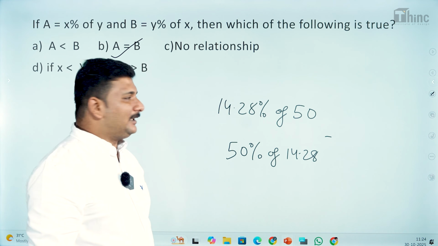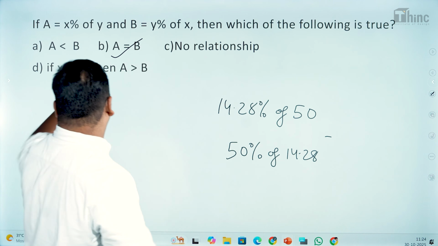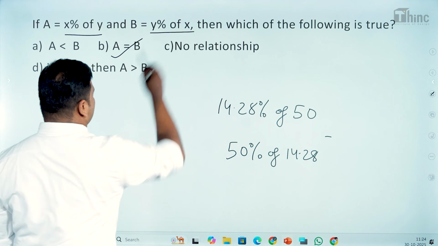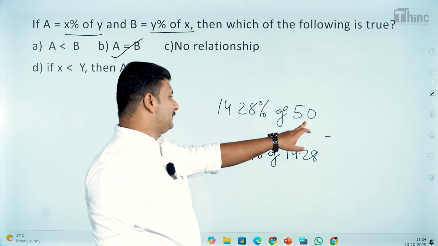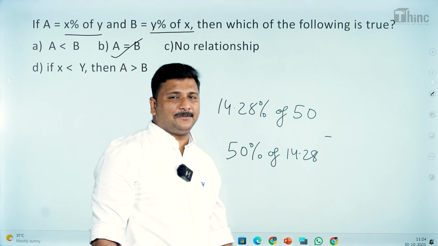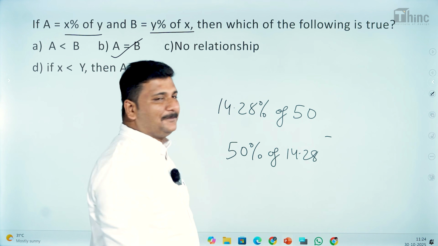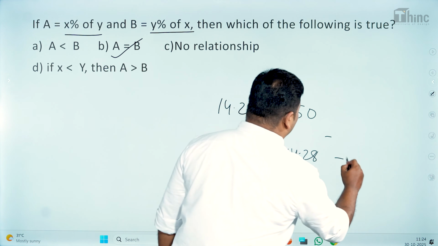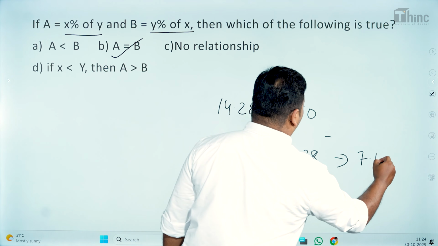So we just need 15, so we can just find the reverse, because x percentage of y is equal to y percent of x. So 14.8% of 50 is equal to 50% of 14.28. And what is 50% of 14.28? It's just half of 14.28, we know that. So we'll directly get the answer, which is 7.14.